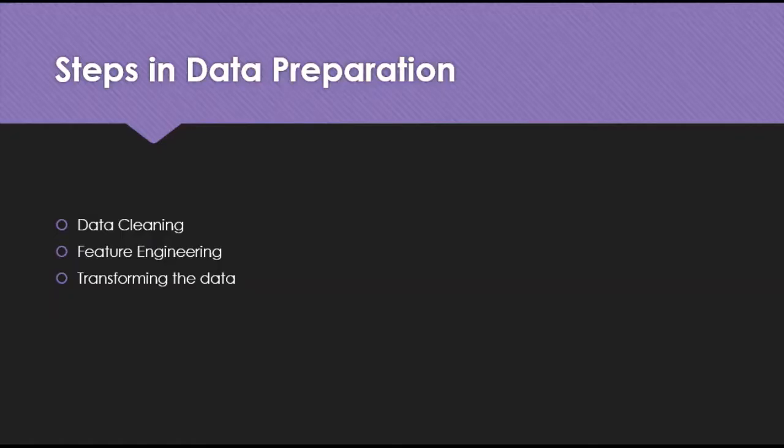The following actions are usually done as part of data preparation. Those are data cleaning, feature engineering, and transforming the data. We talk about each and every step that is defined here.